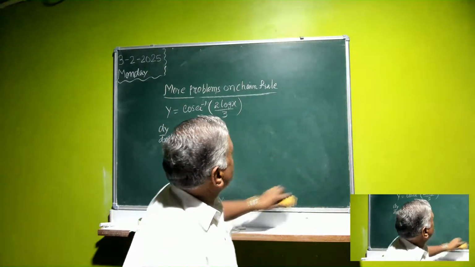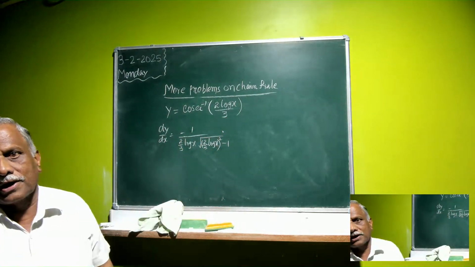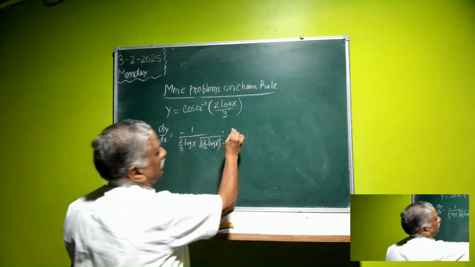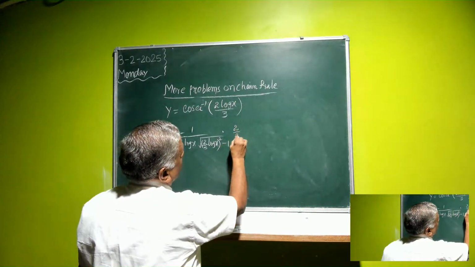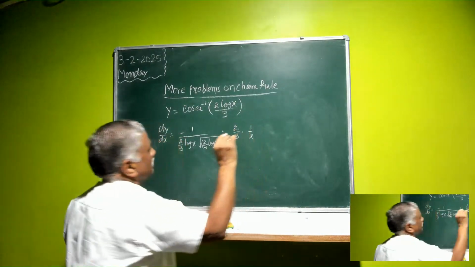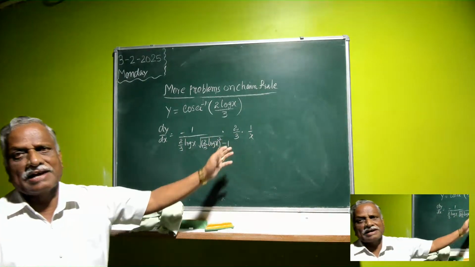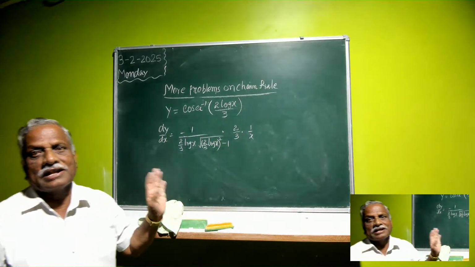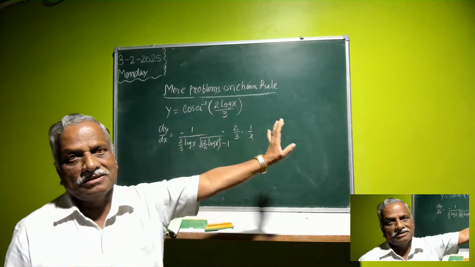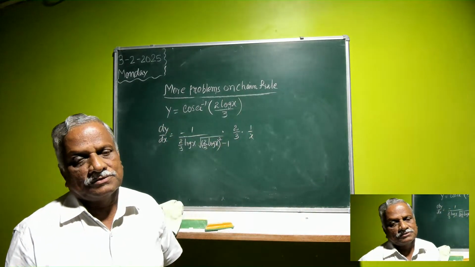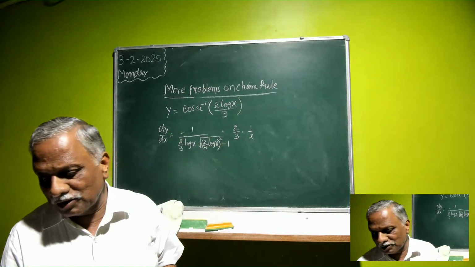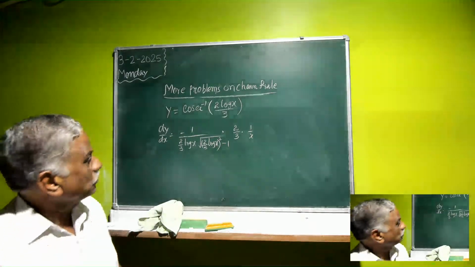Now you need to differentiate 2 log x by 3. So keep 2 by 3 constant. Log x is 1 by x. If you try to simplify, you can cancel 2 by 3, but we cannot go for any simplification because they have not given prove that. So whenever a problem is given prove that, then only we'll go for simplification. Let's go to the next problem.